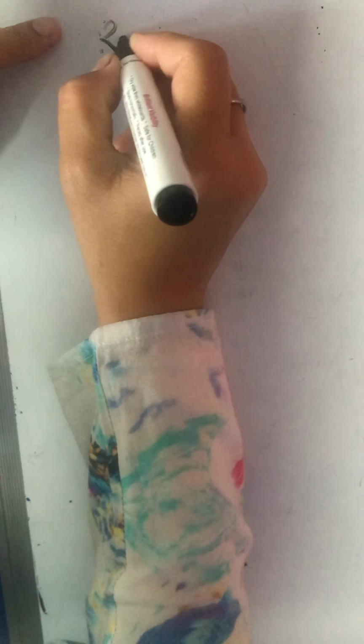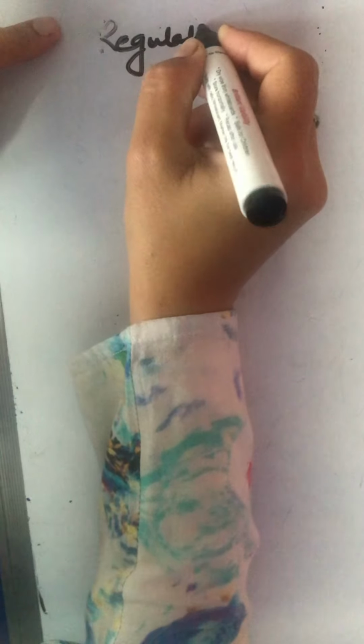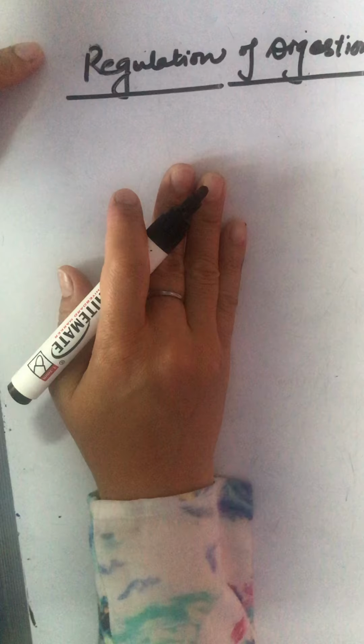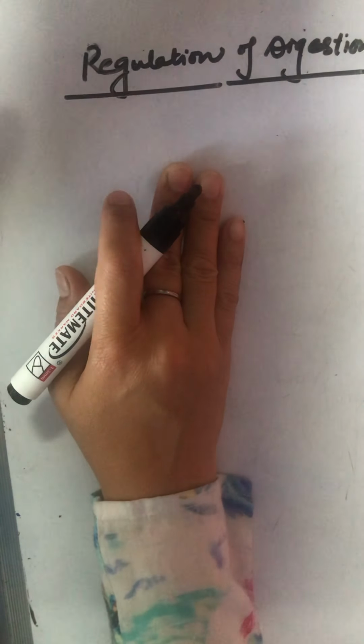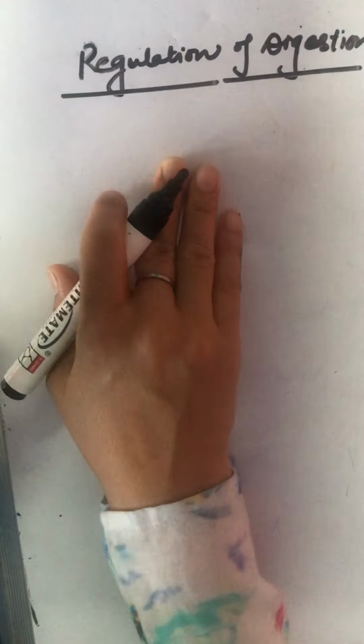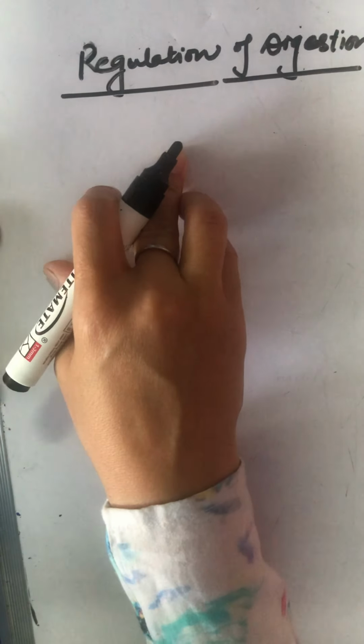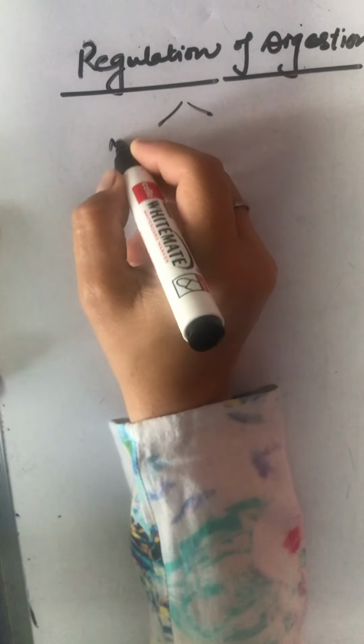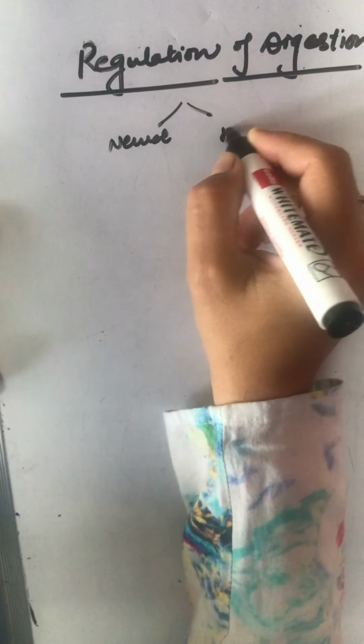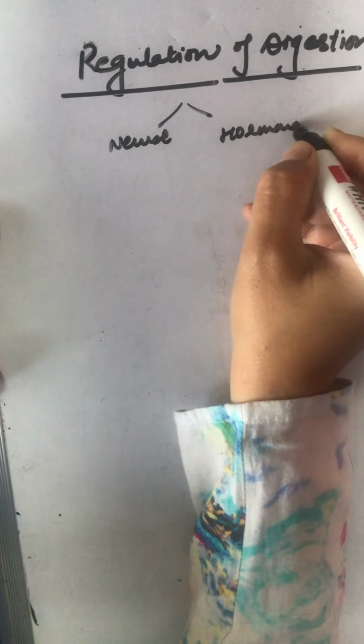Topic: regulation of digestion. Now, when we have discussed digestion in detail, we are talking about how it is regulated. There are certain activities of the gastrointestinal tract which are under two control mechanisms. One is neural and another one is hormonal.